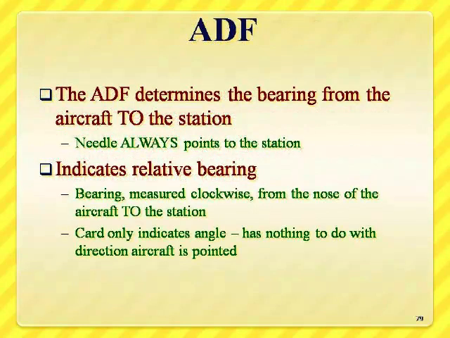The ADF determines the bearing from the aircraft to the station. So the needle always points to the station and indicates the relative bearing, which is measured clockwise from the nose of the aircraft to the station. The card only indicates angle, and has nothing to do with the direction the aircraft is pointed.